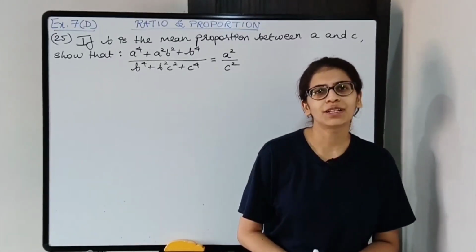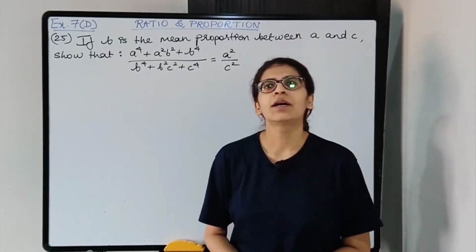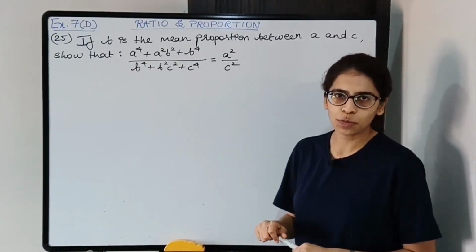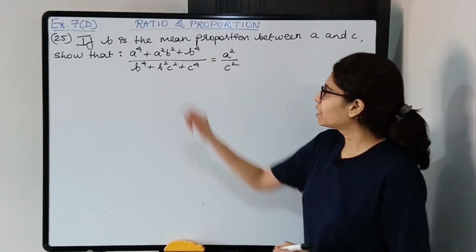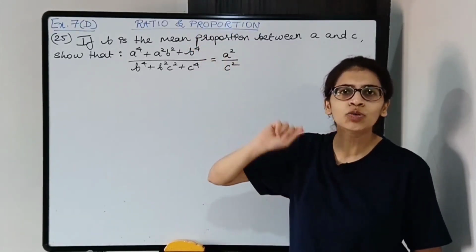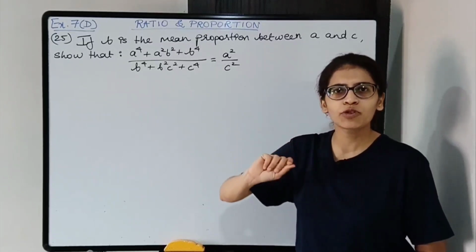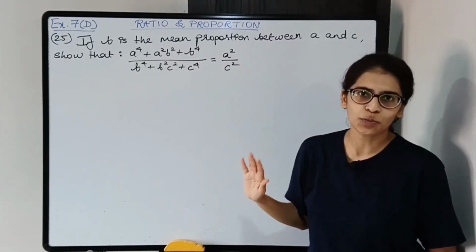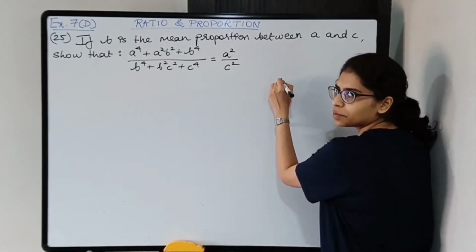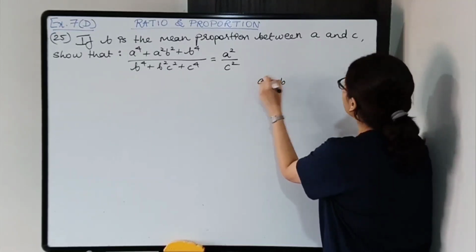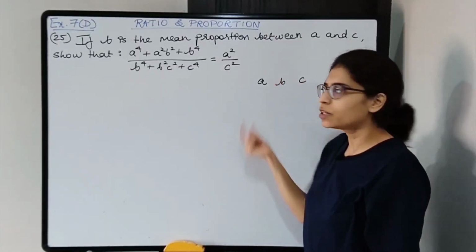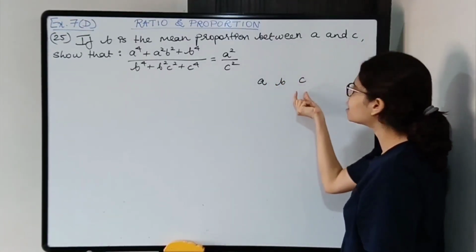Two methods are applicable. One is K method and other is mean square is equal to product of the extremes. So whenever you are given that three terms are in continued proportion, or indirectly mean proportion is mentioned, it means that they are in continued proportion. So what is the mean proportion? B. So B is the middle term. First term is A, third term is C, or quantity. So B is the middle quantity, A is the first quantity and C is the last quantity.